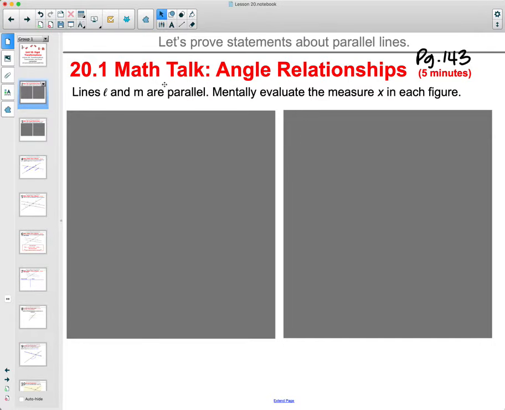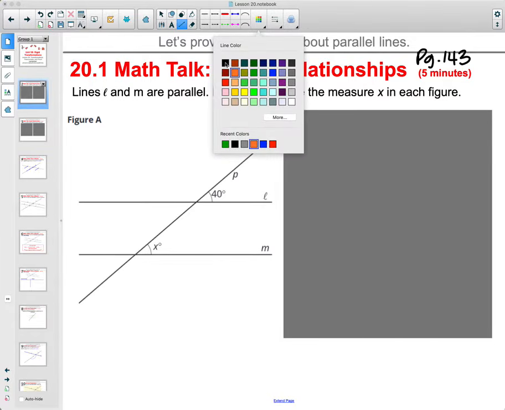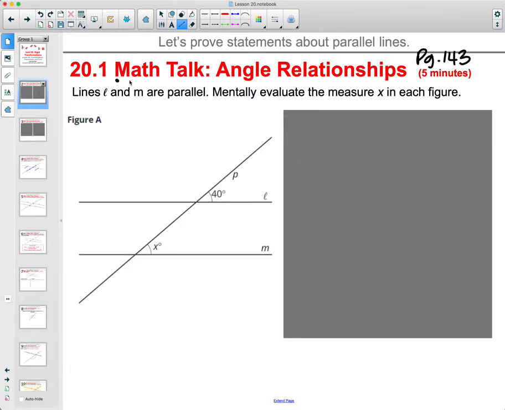And we're first just going to take a look. We have two lines on there, L and M, that are parallel to each other. So let's just think about what the measure of X is in each figure. This is a math talk, so go ahead and talk to your groups about what the measurements are in each of those four in your student workbook, and then I will talk through them as well. So you can pause and come back.